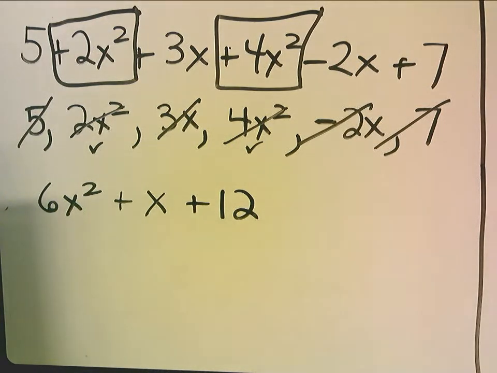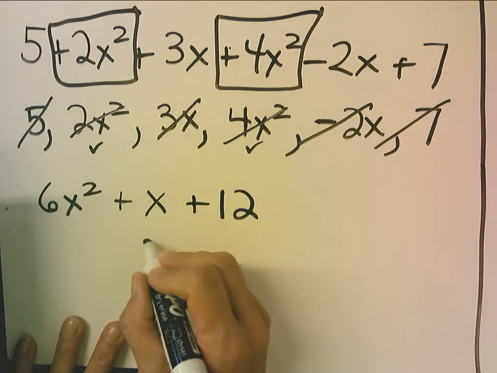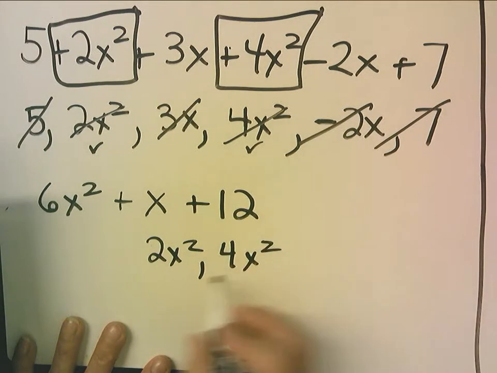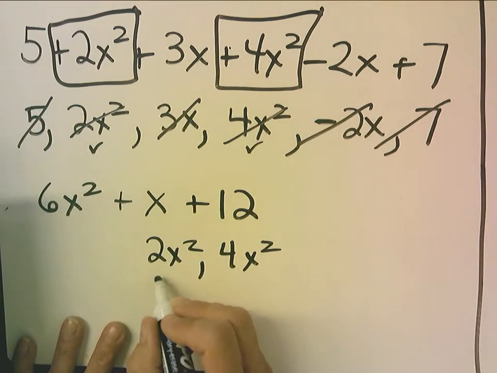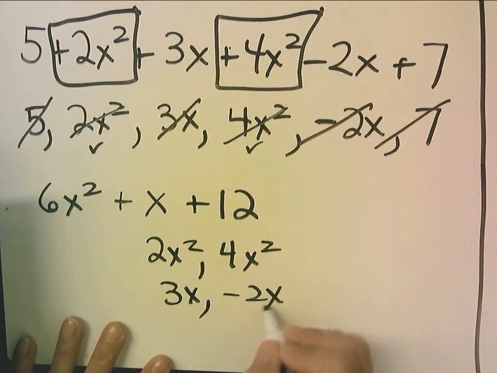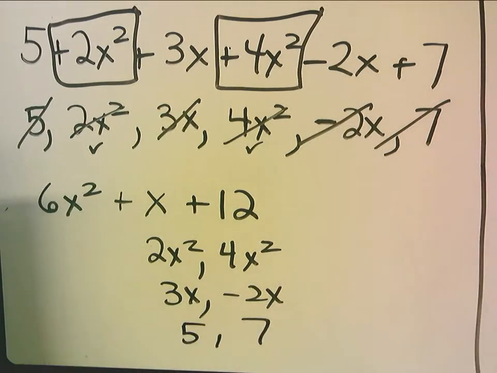Okay? Now, I did it the shortcut way. Some people like to group their like terms first. So I could write 2x squared, 4x squared, 3x, negative 2x, 5, and 7, and done it that way. Either way is fine.